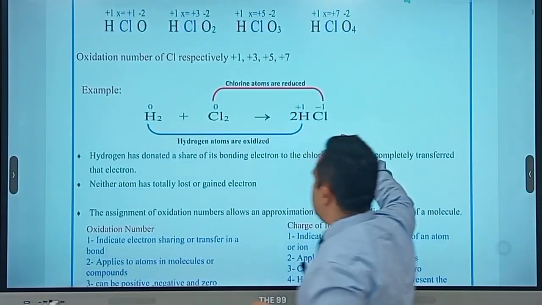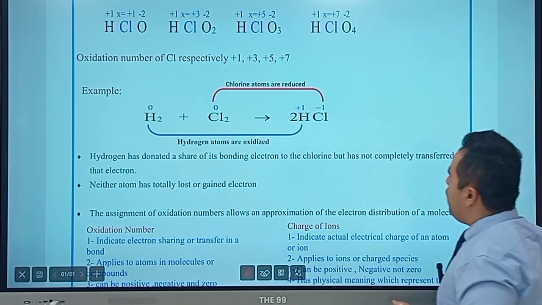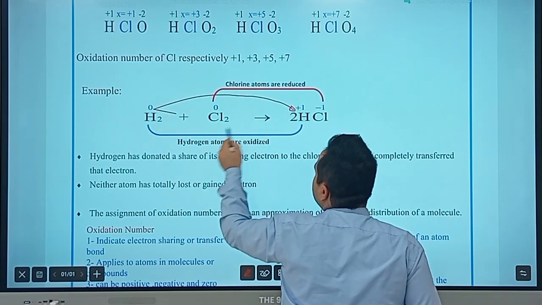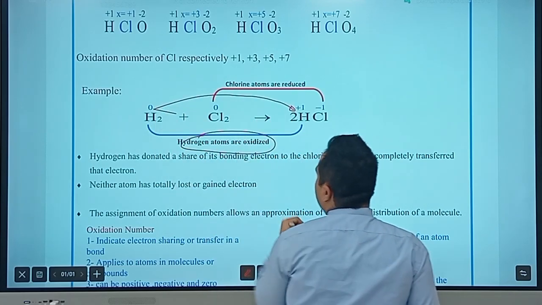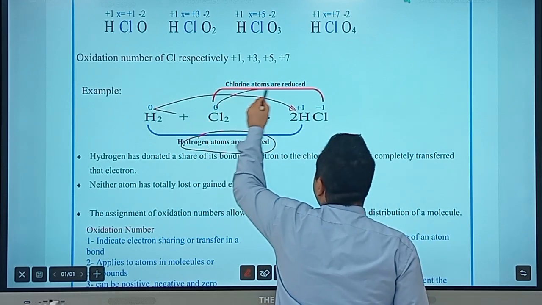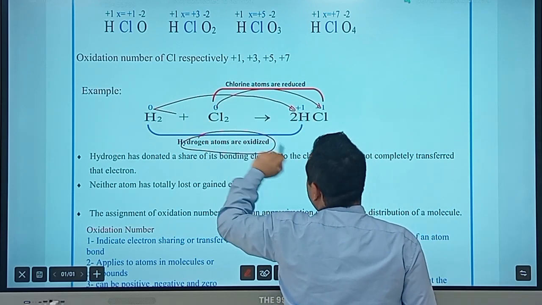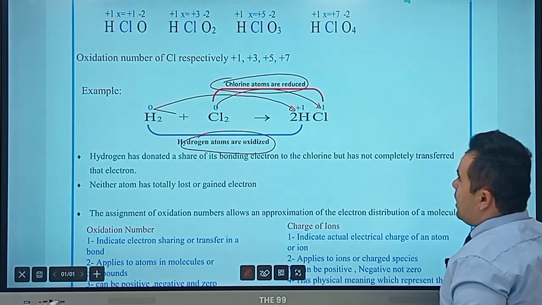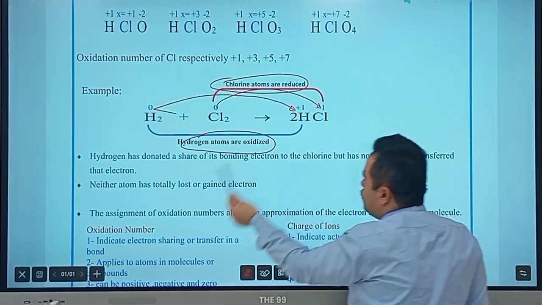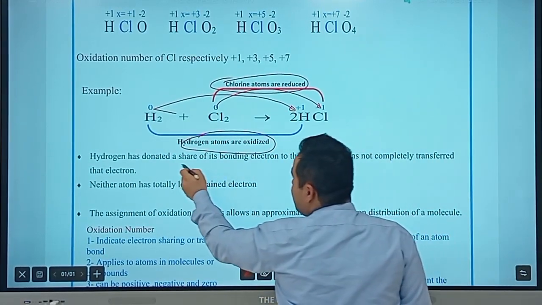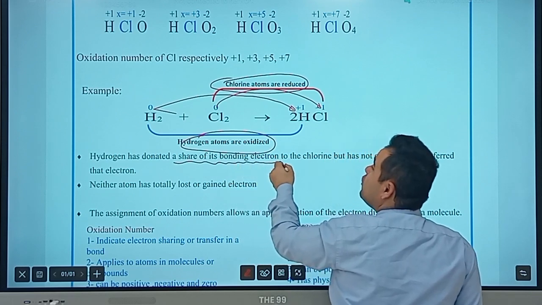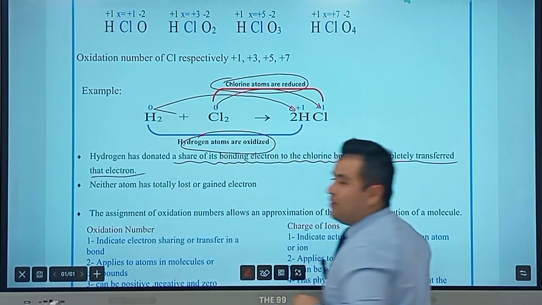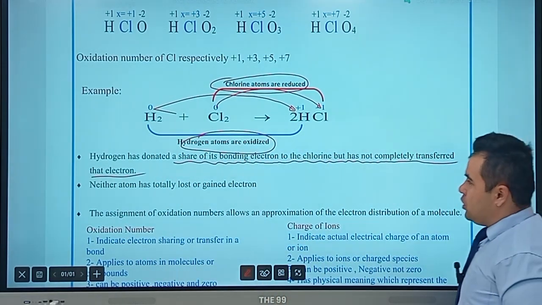Another example: H2 and Cl2 to form HCl. H2 is 0, becomes +1. Here we have oxidation, so the hydrogen atom is oxidized. Cl is 0, becomes -1. It's reduced, so the chlorine atoms are reduced in this case. Two electrons are lost and two gained in this process. Hydrogen has donated a share of its bonding electron to the chlorine, but has not completely transferred that electron. That's the difference between charge and oxidation number.